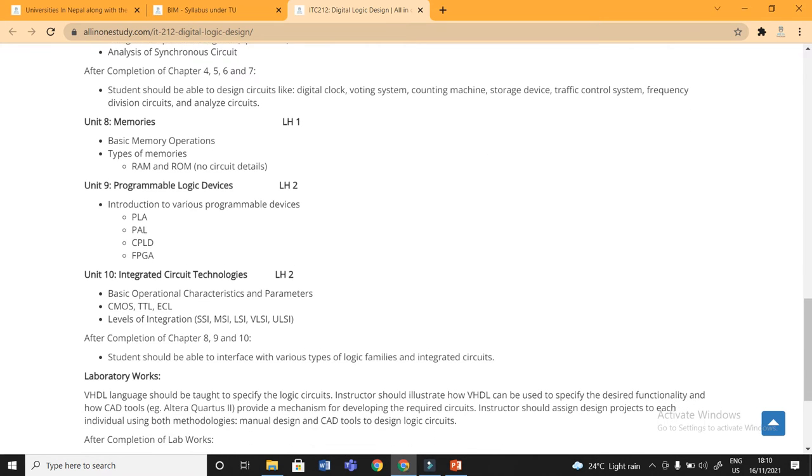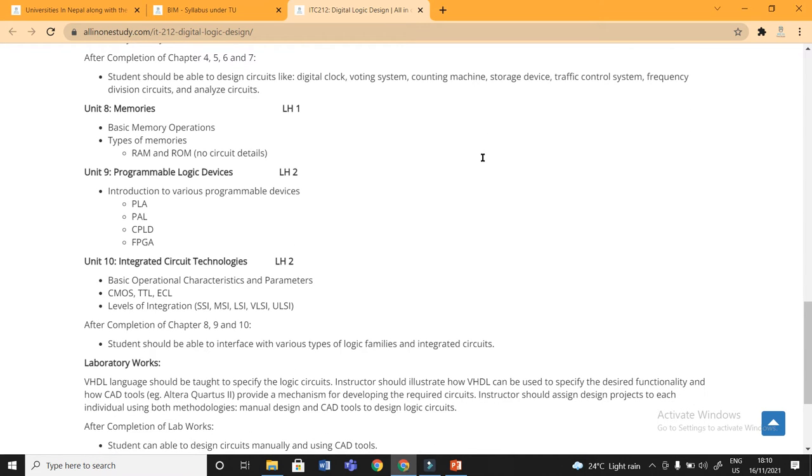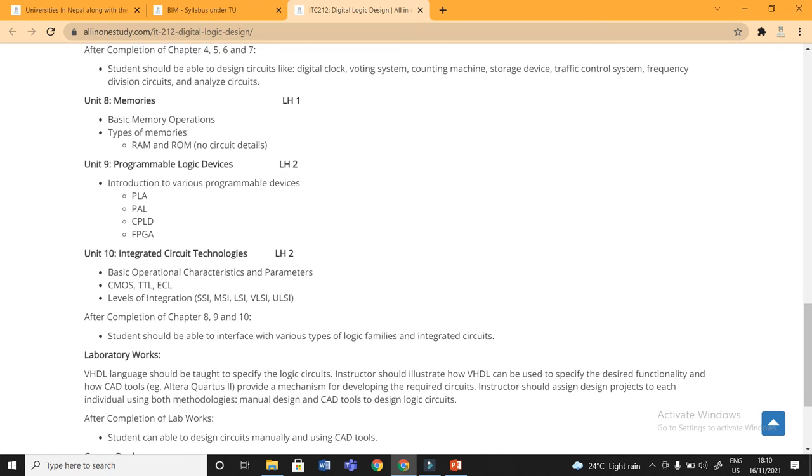After that, in Unit 9, we will be talking about various programmable logic devices that can be PLA, PAL, CPLD, and FPGA. So these are all programmable logic devices. We will be talking about how we can implement various given Boolean expressions in PLA, PAL, CPLD, and FPGA. Very briefly, as it is also of fewer lecture hours.